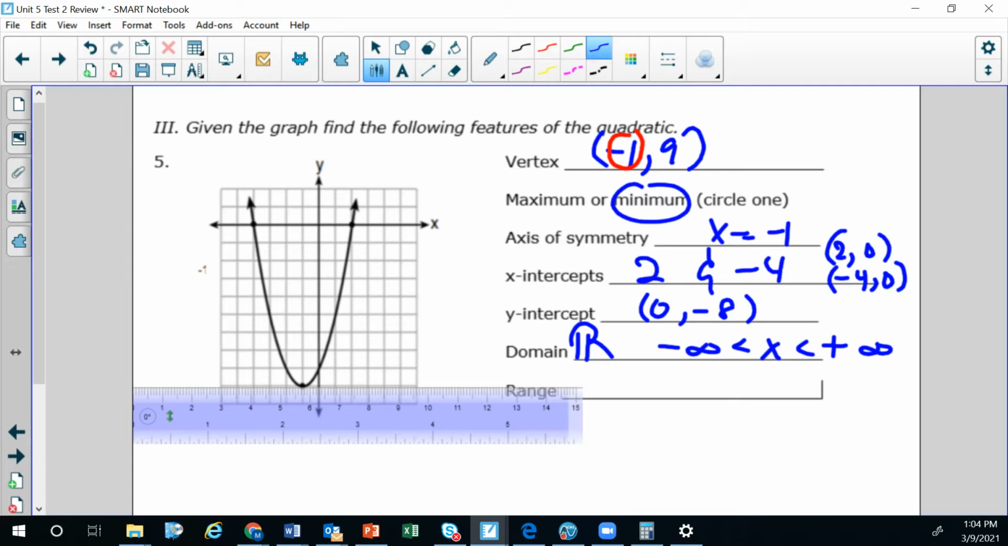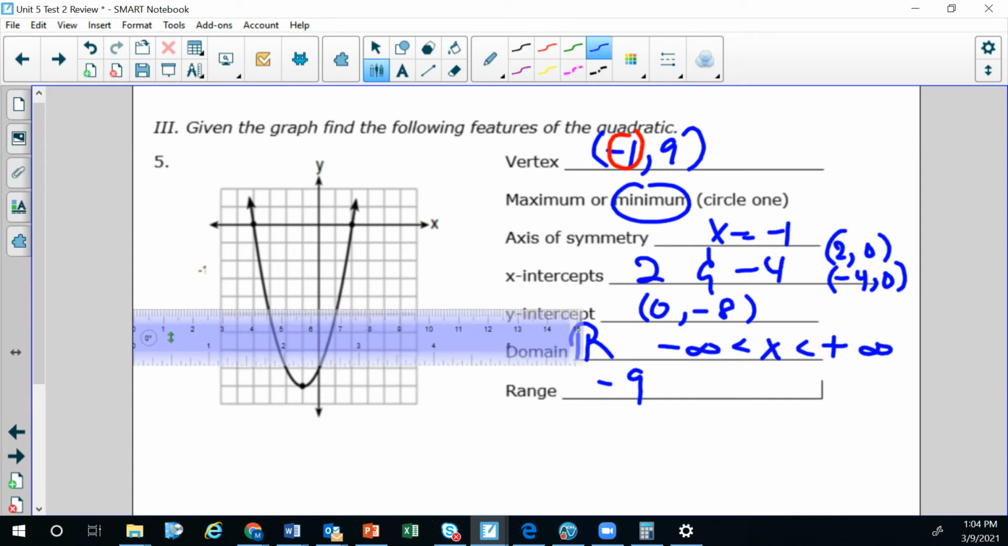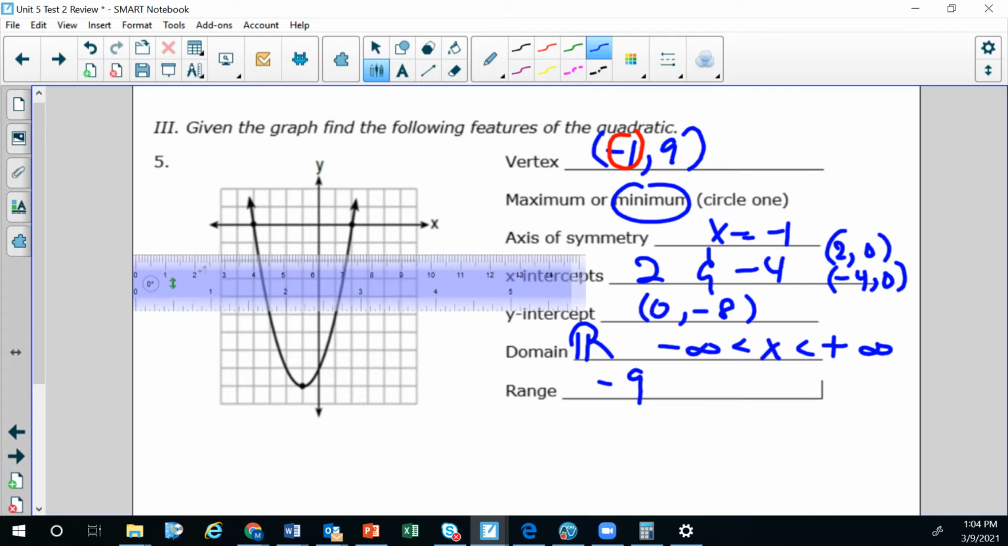Okay, -9. Now let's keep on going. I want to see, am I going to get to the top of the graph? Well, I'm going to keep on going, but I'm not, right? Because the graph has arrows, and that tells you that I will never get to the top. So that's going to be +infinity.